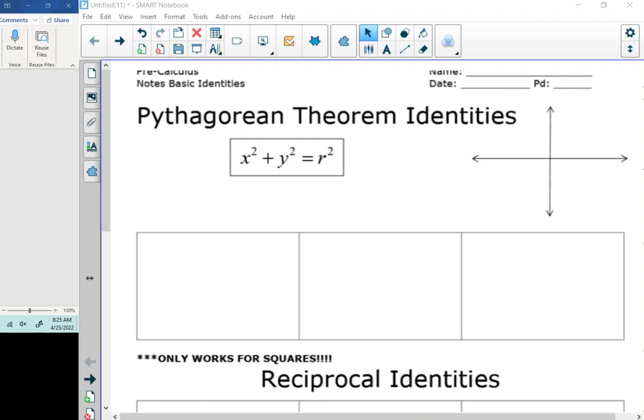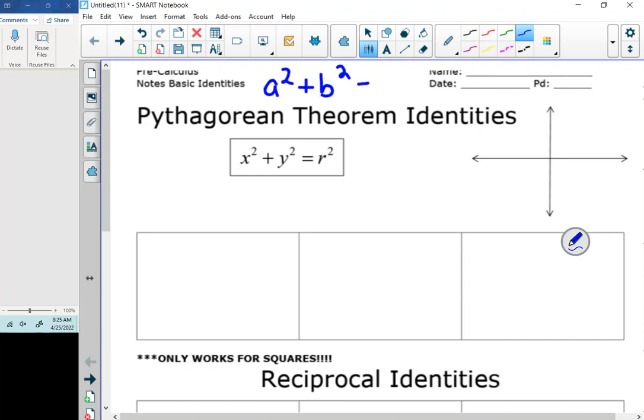All right, so Pythagorean theorem identities are, as the name suggests, connected very closely to the Pythagorean theorem. When we talk about the Pythagorean theorem in a geometry class, we usually are talking about something like a squared plus b squared equals c squared, and how that relates to a triangle is in a right triangle where the legs are a and b and the hypotenuse is c. So that's our Pythagorean theorem connection.